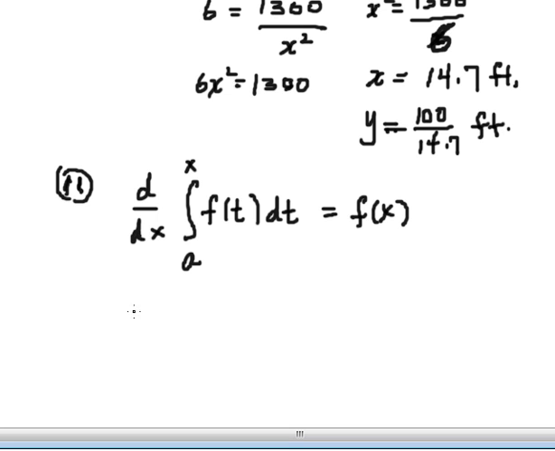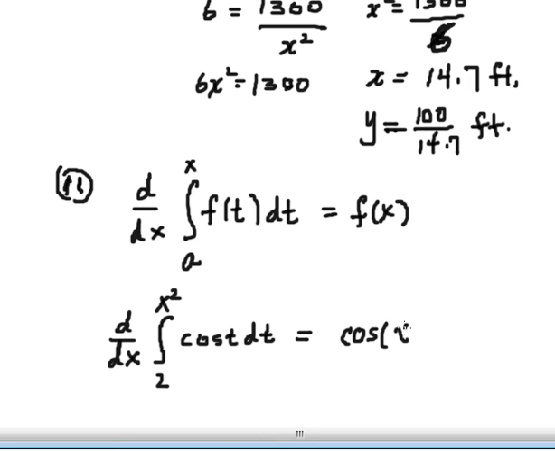So the particular question is as follows. What's the derivative with respect to x of the integral from 2 to x squared of cosine t dt? So that would be, instead of f of x, it's going to be cosine of this, cosine of x squared. And we're taking a derivative here, so we multiply now by the derivative of x squared, so it's multiplied by 2x.